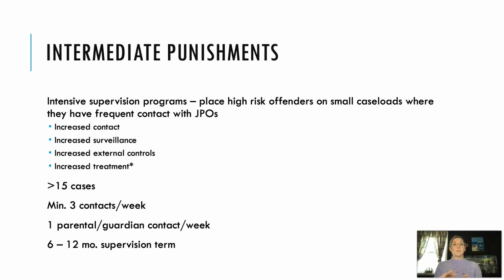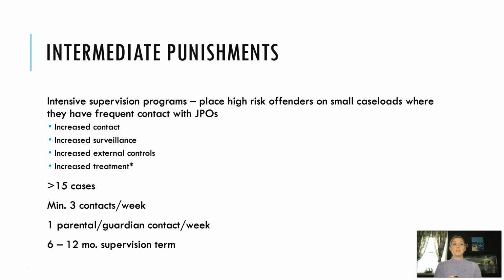So let's get into intermediate punishments. These are things such as intensive supervision programs. On the next slide, we're going to talk about house arrest and electronic monitoring. These are anything between probation and placement. With intensive supervision programs, you're going to place your most high-risk offenders on small caseloads where they're going to have very frequent contact with their JPOs. So the idea is that you have increased contact, increased surveillance, you're increasing the external control over the youth.